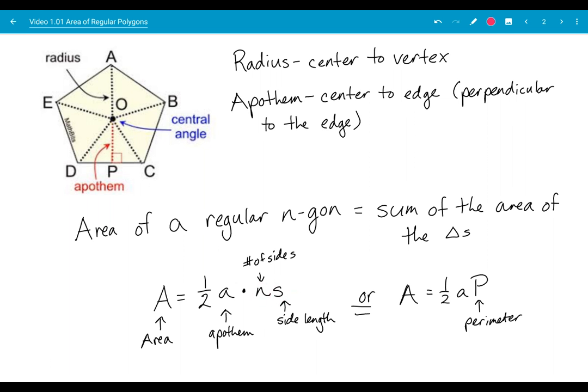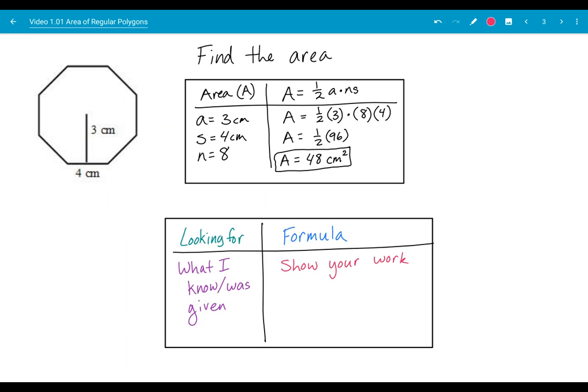Now, if you think about it, the number of sides times the side length is basically the perimeter. If I walked around the outside of the shape, that would be the perimeter. So I can simplify this by just using capital P as that part of the formula. Let's see how this works.